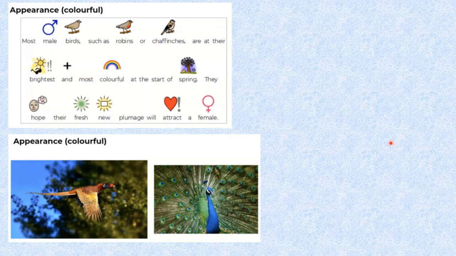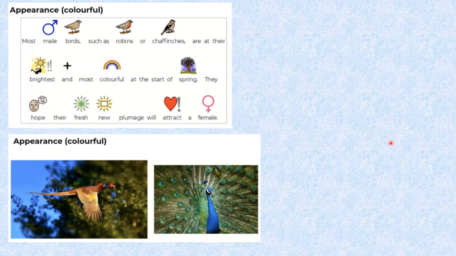I'd like you to read this paragraph with me. Are we ready? Most male birds, such as robins or chaffinches, are at their brightest and most colourful at the start of spring. They hope their fresh new plumage will attract a female.